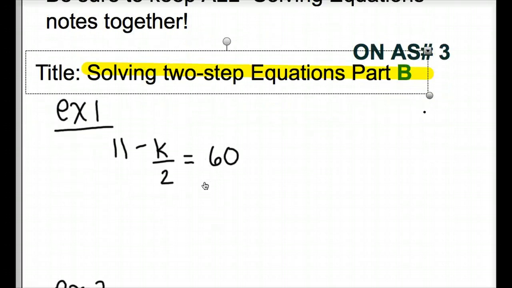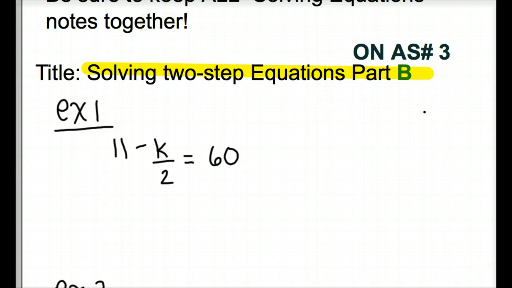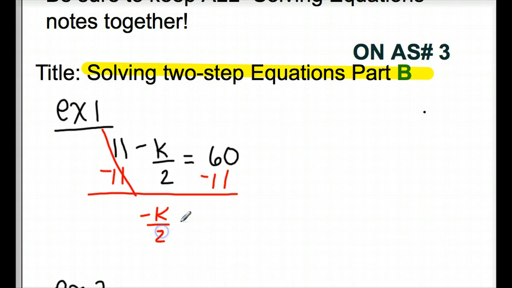So example 1 is 11k minus 2 equals 60. And this example is similar to one that we saw on last night's assignment. So it should be pretty easy for you to solve, but we'll go ahead and do it together. What you're going to do first is subtract this 11 because it's positive on this side. We want to subtract it from both sides. So subtract 11. Since we subtracted it over here, we want to subtract it over here. This cancels out, so we get negative k over 2 equals 60 minus 11, which is going to give us 49.